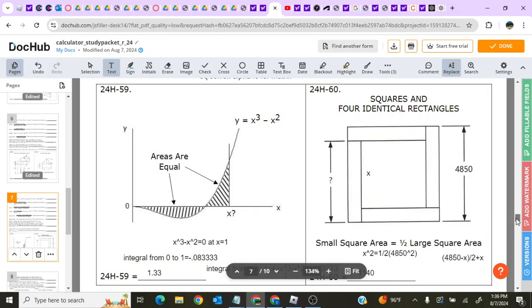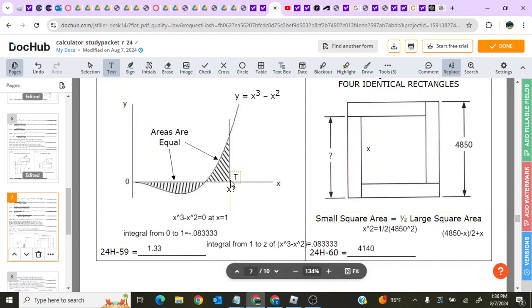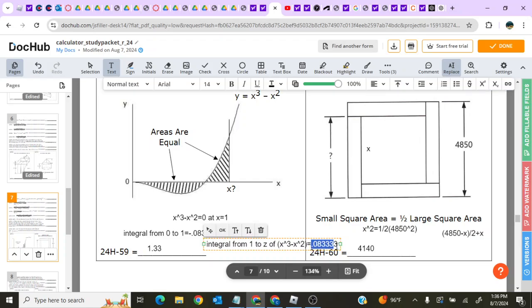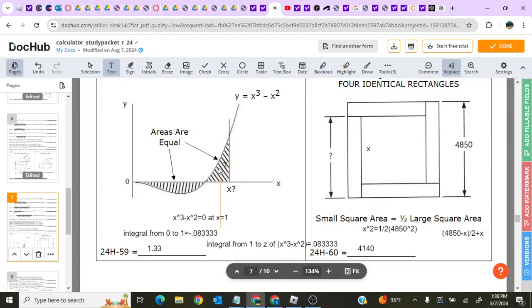If they don't care about positive or negative, you have to figure out when you integrate from 1 to your unknown x value, and that equation is equal to positive that value. Because the areas are equal, this also has to be 0.0833. The integral from 1 to that equation is equal to 0.0833. Then you use the equation solver for z, which is going to be the upper bound that we're looking for, and you get 1.33.